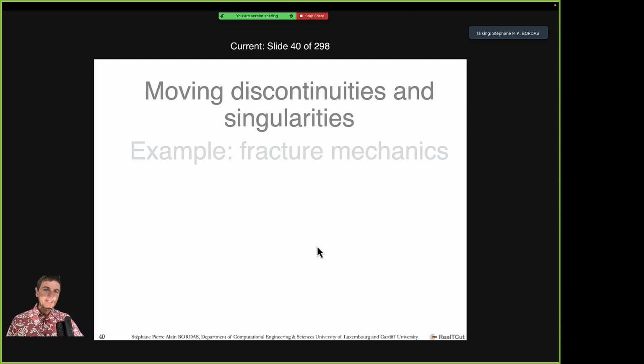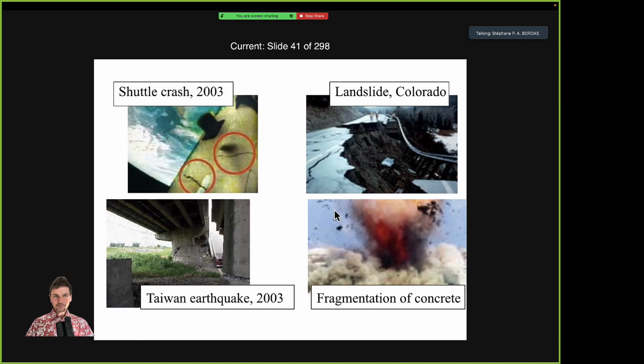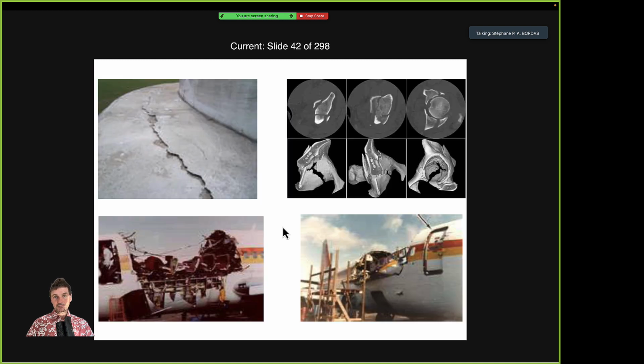So in moving discontinuities and singularities for fracture mechanics, here is what we can think of and what is important to know. First of all, it's important to know that fracture is omnipresent, it's ubiquitous, it's everywhere. You can look at the shuttle crash in 2003, the landslide in Colorado, fragmentation of concrete, Taiwan earthquake. You name it, there are fractures everywhere, and sometimes even they are desired in order to reach the target that you want. For example, for fracking, you try to create fractures in order to extract shale gas.